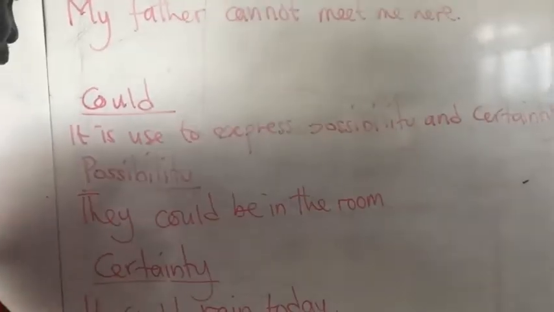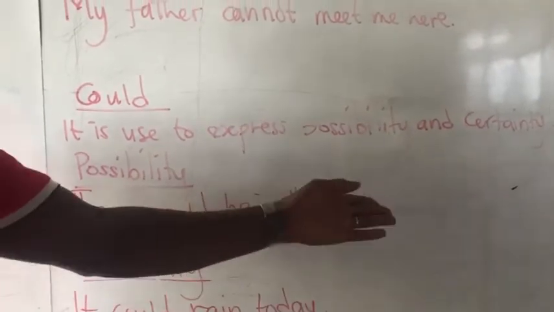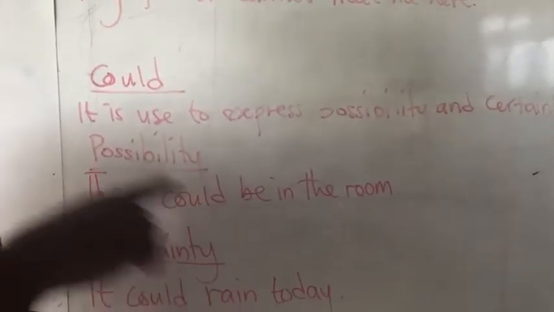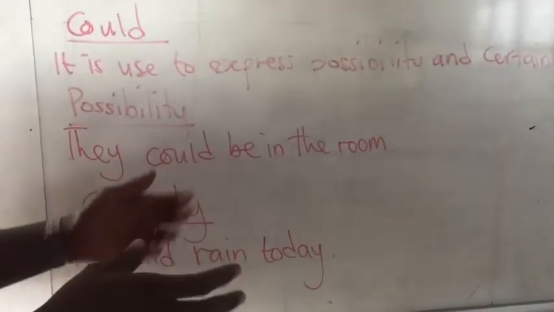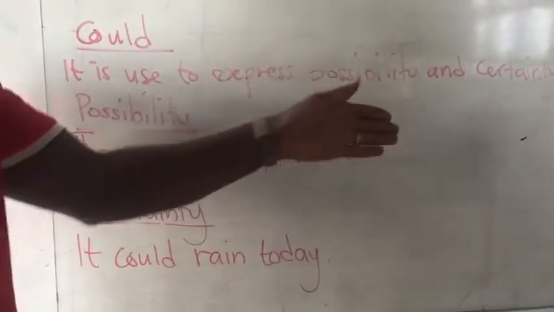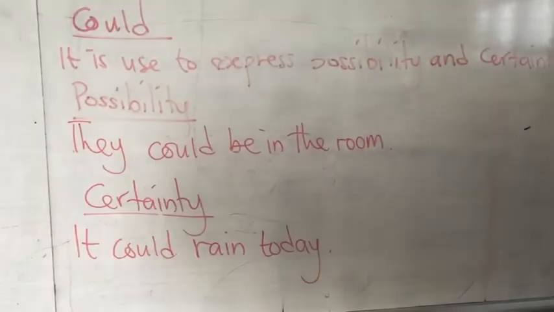Let's look at possibility with could. Example goes, they could be in the room. Probably you are looking for some people and the possibility that they are in the room is very high. You use could. They could be in the room. They could be hiding. That's why you can't see them.